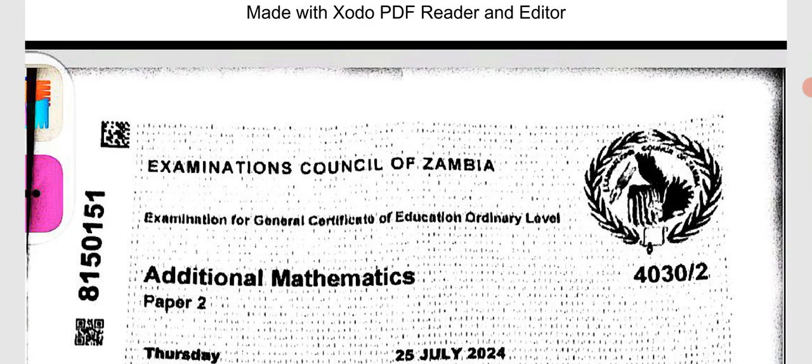And now we are finishing off this 2024 paper 2 GCE. I was away for quite some time trying to get some things in order, but now let us move on with our series.